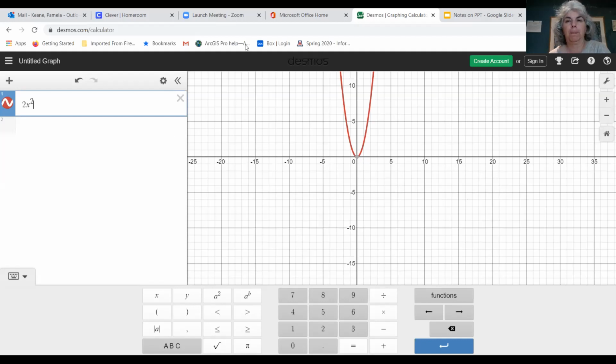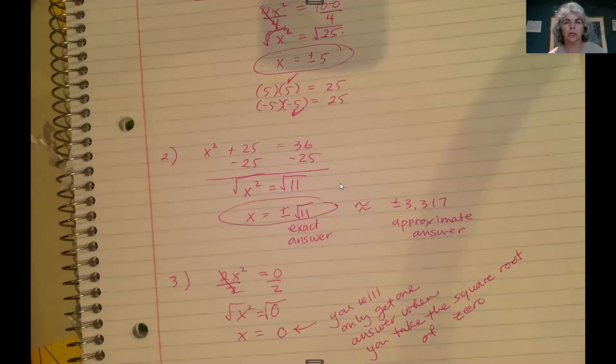Okay. So we saw there graphically how it looks when you have two solutions and how it looks when you have one solution. Remember, there are three different kinds of solutions for quadratic equations: 2, 1, or 0. So let's take a look at an example where we get 0. So I'm going to share this with you.